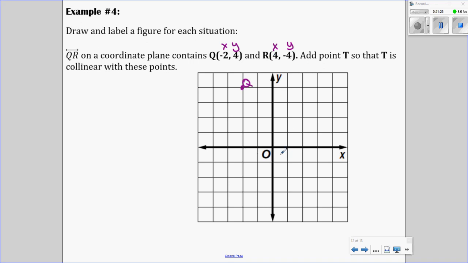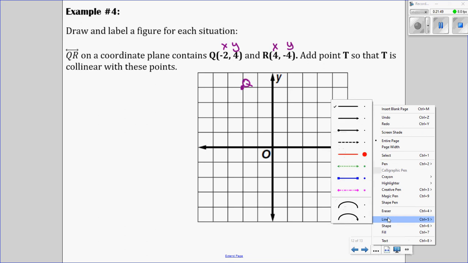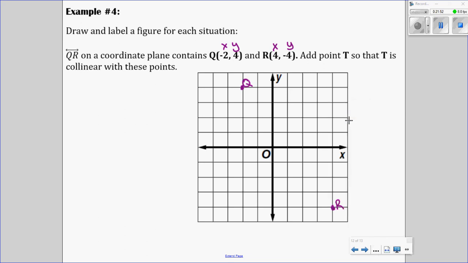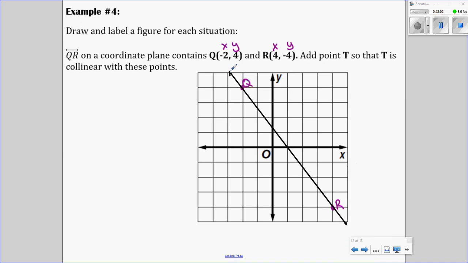Then we have R, which is (4, -4). Go 4 to the right: 1, 2, 3, 4. Then 4 down: 1, 2, 3, 4. And label it R. So then they ask you to add point T so that T is collinear with these points. So I need to connect these two. I'm going to get my line from Q to R. So that's my line, and I'm going to add the arrow to the other side because a line is continuous.